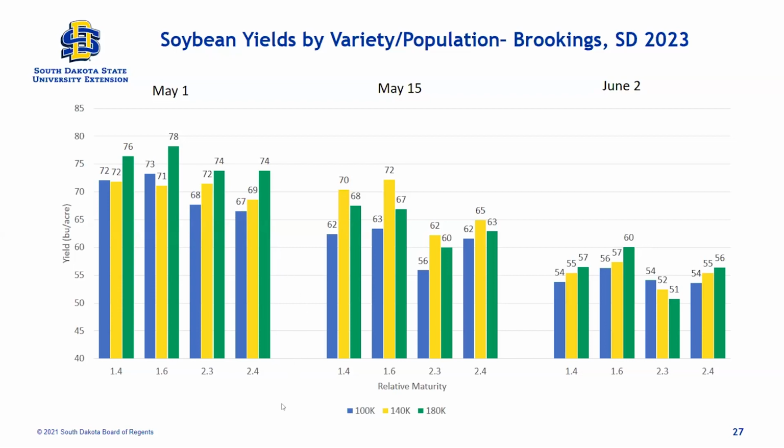But if you go to the May 15 planting date, you don't see that trend of 180,000 yielding consistently more than the others for all soybean varieties. So you have now 140,000 yielding a little more for the 1.4 beans, 1.6 beans the same way, 2.3 the same, 2.4 the same, and again you have mixed results in terms of population for the June 2nd planting date. If you look at it, you have 180,000 doing slightly better, just a tad bit better than the other 2 planting populations.